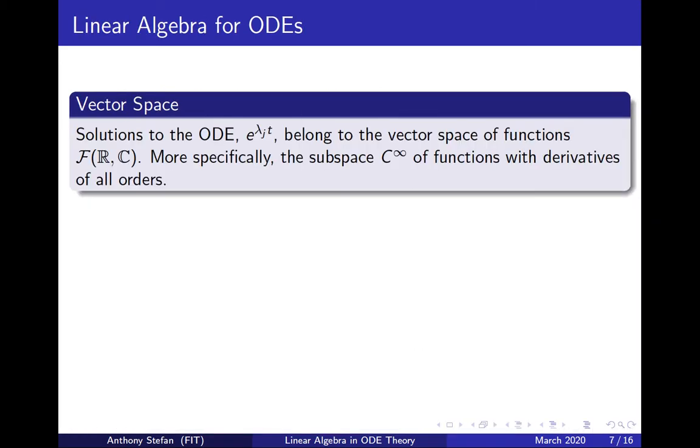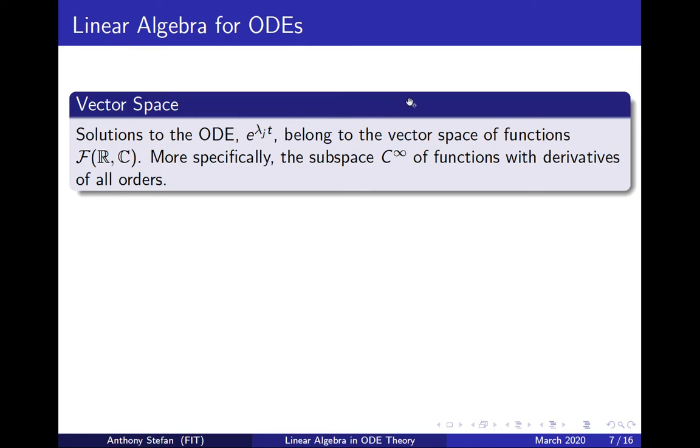Okay, so now when we're looking at it, this is where it gets really exciting, because we're going to start looking at linear algebra for these ODEs. How can we now think of generalizing this to find all solutions? So solutions to the ODE, okay, we saw is this exponential function e to the lambda jt.